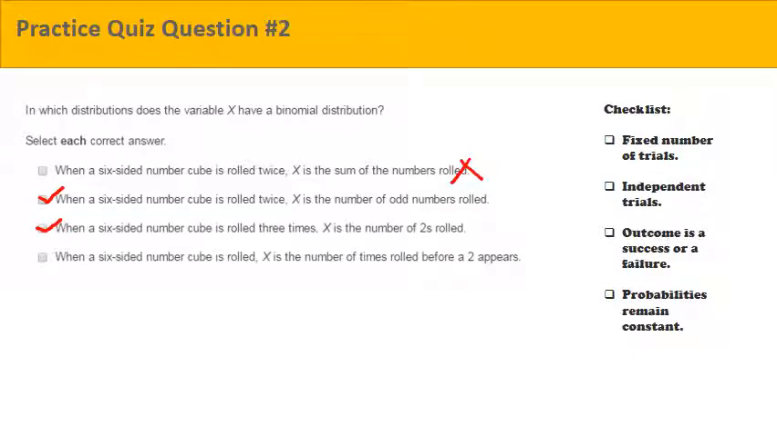The next one, when a 6-sided number cube is rolled, X is the number of times rolled before a 2 appears. Well, there's no fixed number of trials. We need a fixed number of trials on that one, so it's only the middle 2. Okay. Don't forget your checklist. That will help you determine if it is a binomial distribution or not.